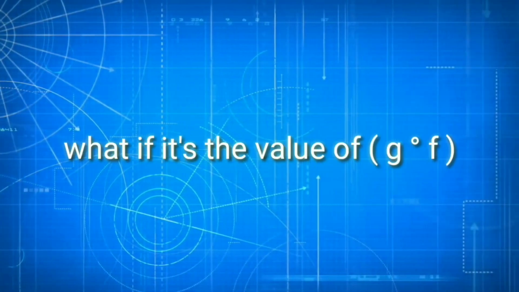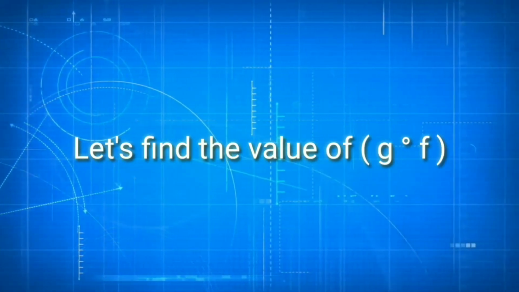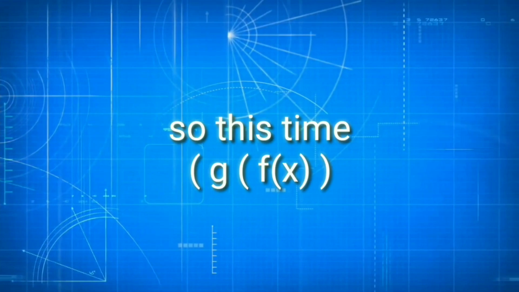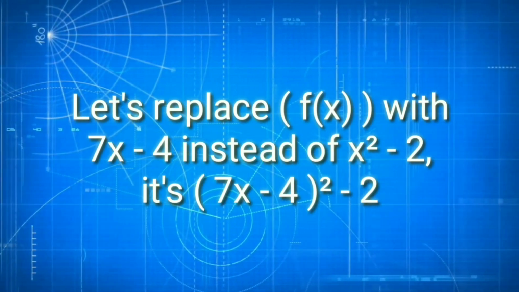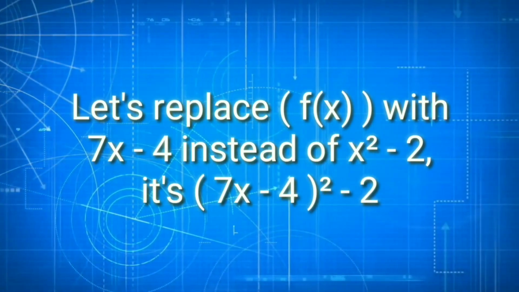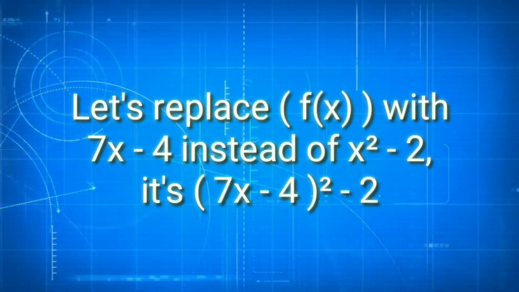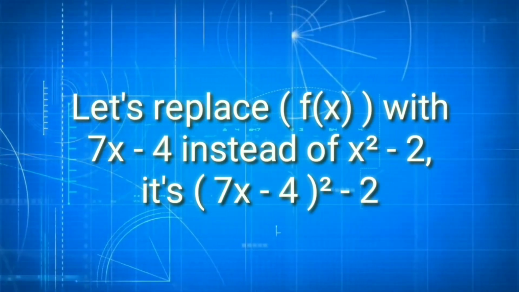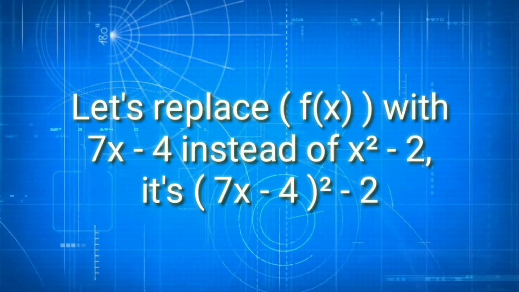Another example. What if it's the value of g of f? Let's find the value of g of f. So this time, f is inside of g. Let's replace the value of f with 7x minus 4 instead of x squared minus 2. So it's 7x minus 4 squared minus 2.